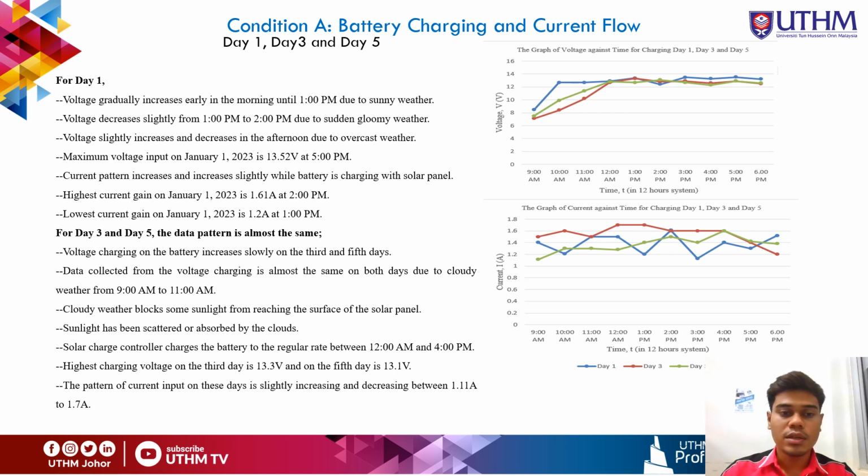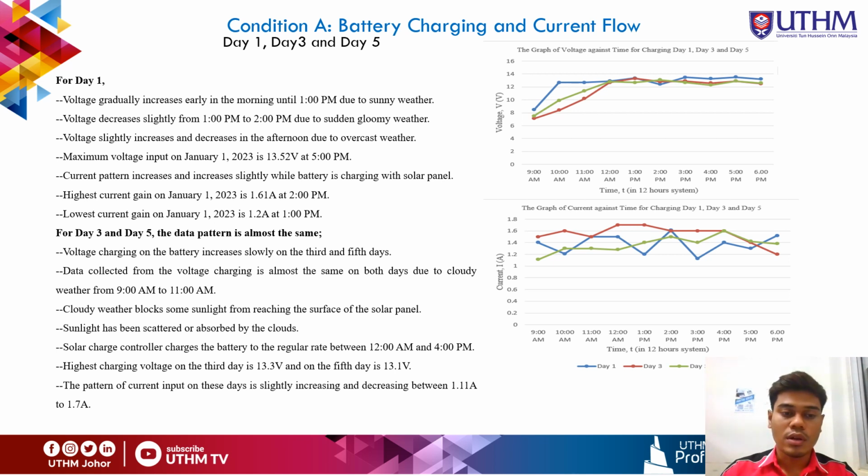And the current pattern increases and decreases slightly while the battery is charging with the solar panel. The peak current gain on day 1 is 1.61 amperes at 2 p.m., and the lowest current gain on January 1, which is day 1, is 1.2 amperes at 1 p.m. For day 3 and day 5, the data pattern is almost the same. The voltage charging on the battery increases slowly on the 3rd and 5th days.